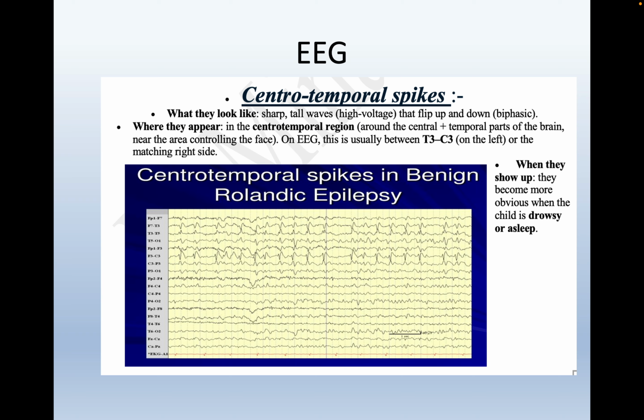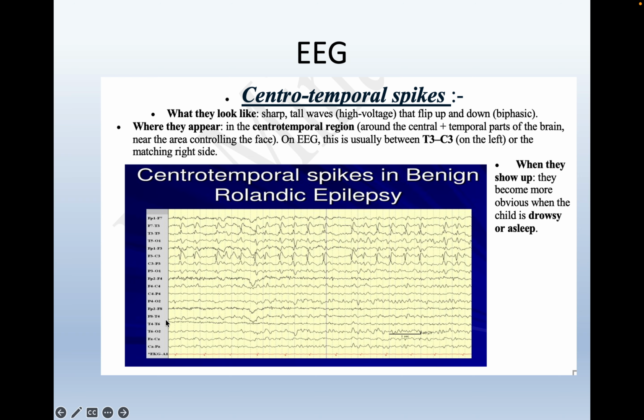On EEG, a centrotemporal spike. We are starting from F7, T3, T4, 5 to 6, even to F4 here, or I think just before C3, a specific area of the brain. It's a sharp, tall wave. I cannot zoom, but if you can zoom, you can find it. A sharp, tall wave, then it flips up and down, which is biphasic.